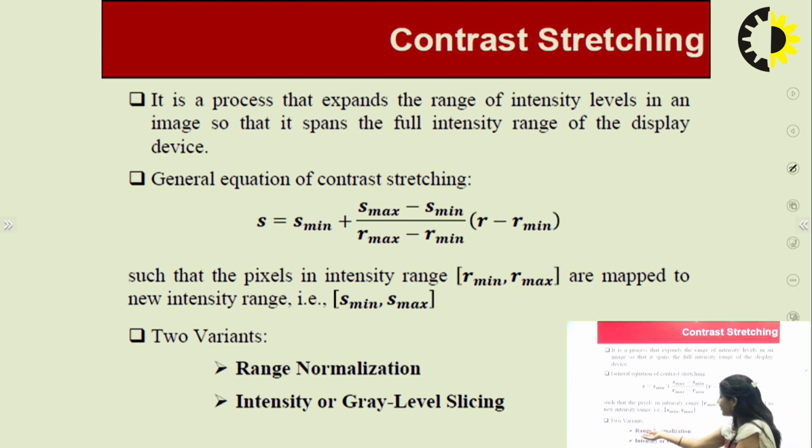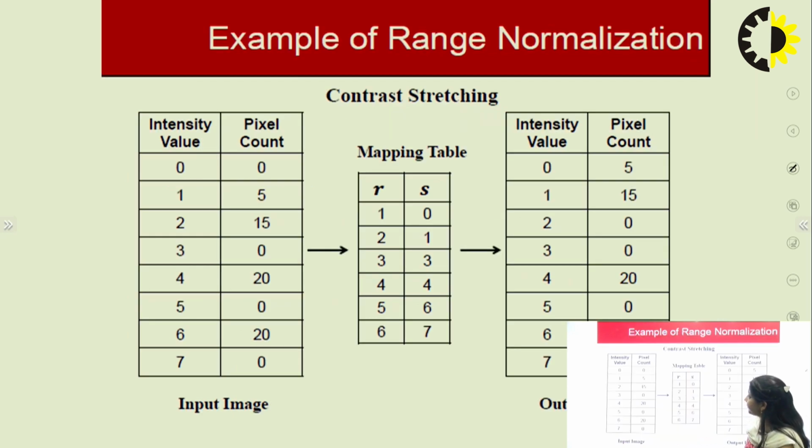Two variants are there: range normalization and intensity or gray level slicing. In contrast stretching, we can normalize the range. The first application is that we can normalize the range from min to max. The second transformation is intensity or gray level slicing, where we can apply this.